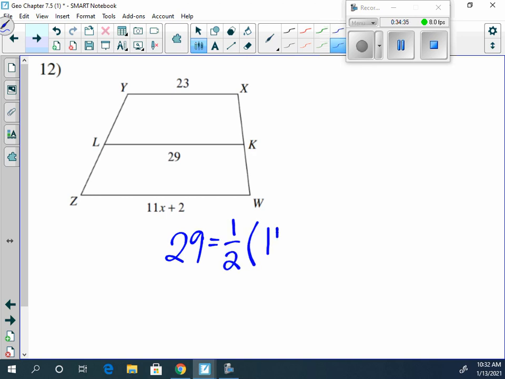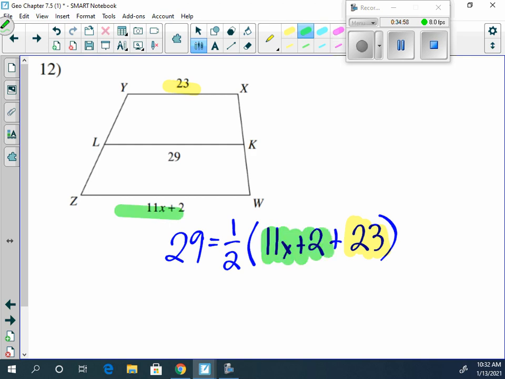Half of 11x plus 2 plus what? The sum of the two bases still, yes? Because 23 was one of our bases. 11x plus 2 was one of our bases. So even though they changed what it looked like, or kind of what the numbers were, we still do the exact same thing. We still have the mid-segment, which is 29, is equal to 1/2 of the sum of the bases. And that's what we have here, yes?